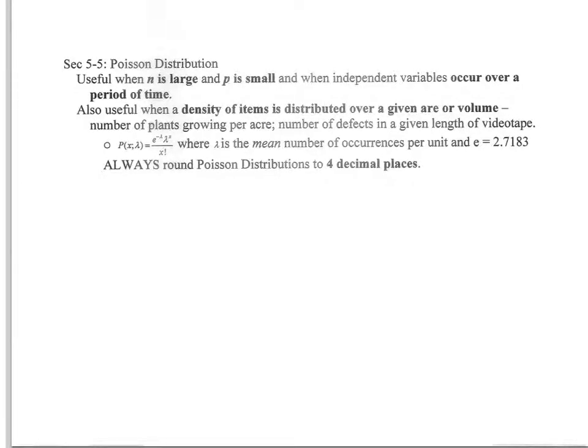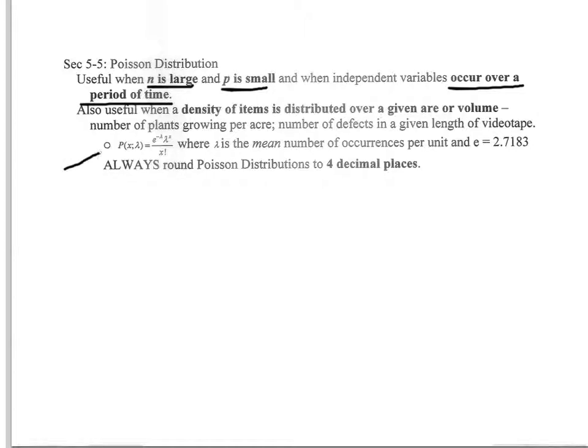Let's shift our attention to Poisson distribution. In this case, we're typically going to look at n being a very large number, and p is going to be a very small number. So now we're talking about something occurring over time. We're not talking about binomial or multinomial in this case. We're talking about something that occurs over time.